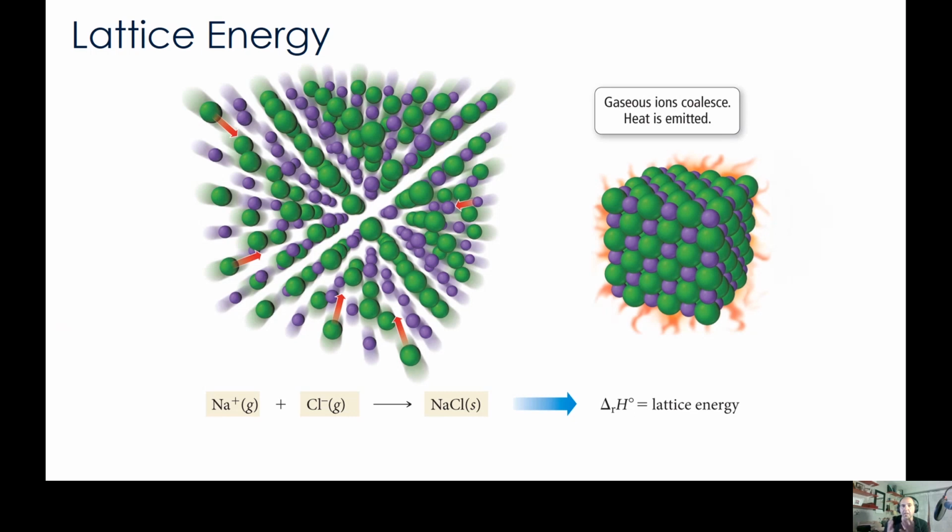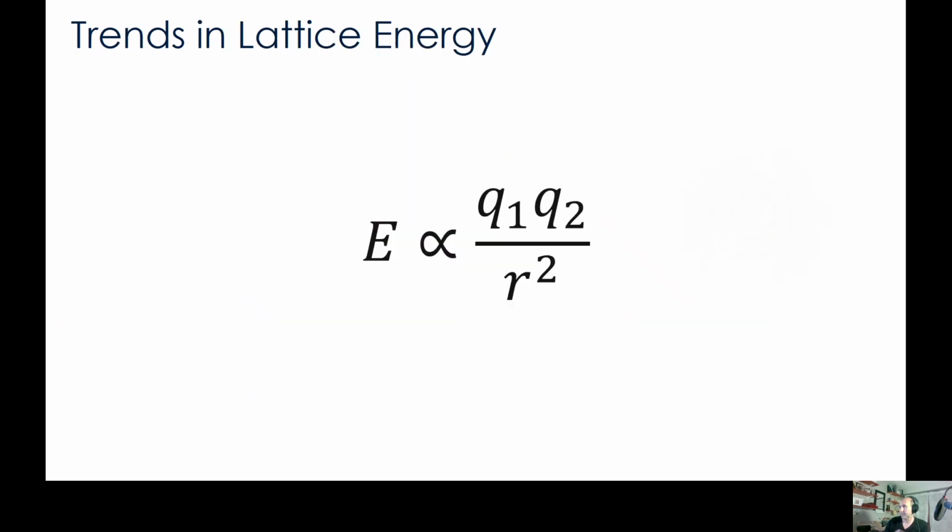Okay. So what are the factors that affect lattice energy? Guess what? It's our old friend, Coulomb's law. So the two factors that affect lattice energy are the magnitude of the charges and the distance between the nuclei. Basically, how strong is the attraction between the charges based on how big those charges are and how far apart they are. That's really it.